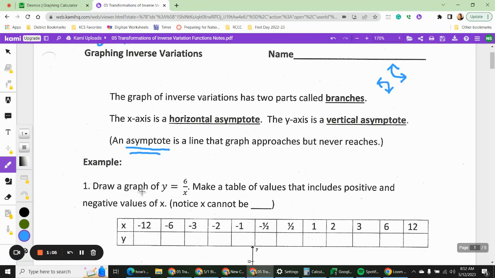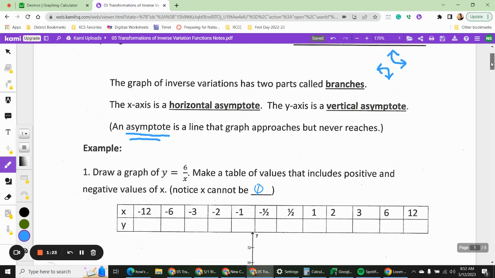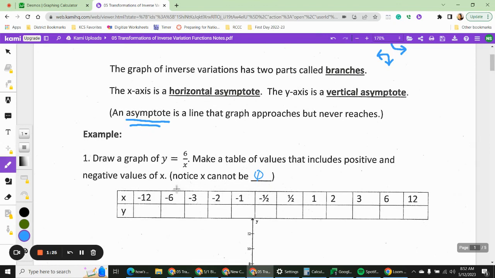All right, so we're going to draw the graph of y equals 6 over x, but to do that, first we're going to make a table of values. Quick note, x cannot be 0 because the graph is 6 over x, and we know that we can't have 0 in the denominator. It is undefined. So you can use your calculator to help you do this, or you can substitute negative 12 in for x and find out that 6 divided by negative 12 is negative 1/2 or negative 0.5. And then 6 divided by negative 6 is negative 1.